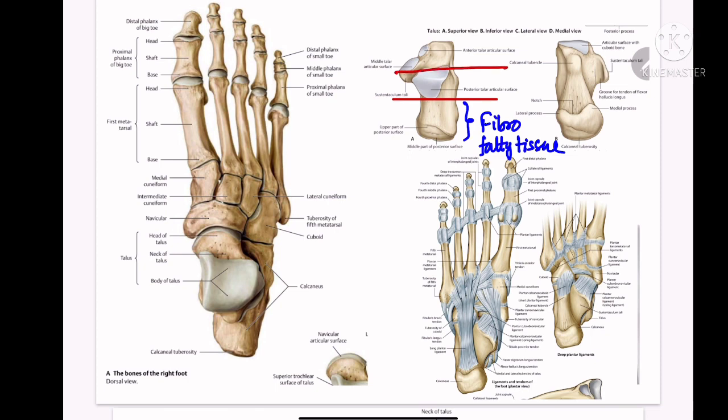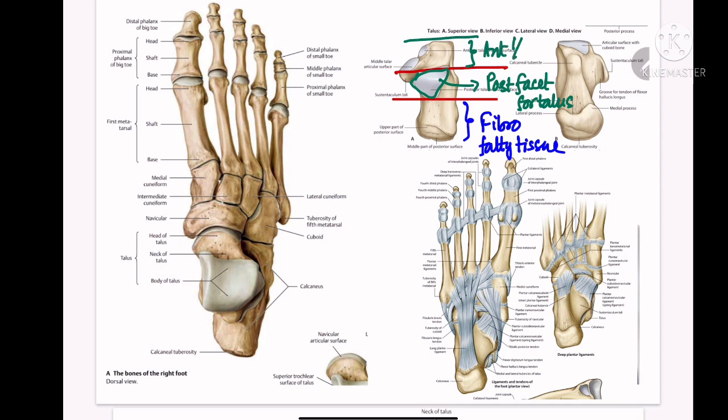What about the middle 1/3? In the middle 1/3, we get to see a large articular facet. This large facet is called the posterior facet for talus. Why? Because the talus is sitting on top of it. There are three facets for the talus: anterior, middle and posterior. The posterior facet for talus is present on the middle third of the dorsal surface. Then we come to the anterior 1/3.